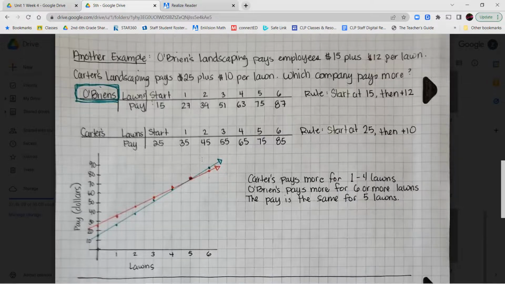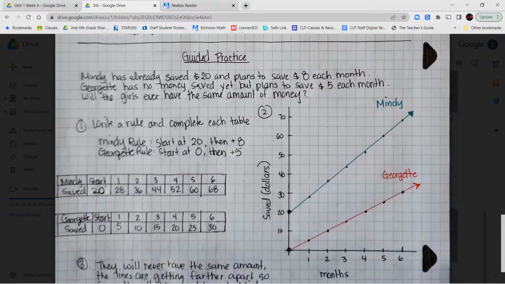All right, let's look at our guided practice. It says Mindy's already saved $20 and plans to save $8 each month. Georgette has no money saved yet, but plans on saving $5 each month. Will the girls ever have the same amount of money?